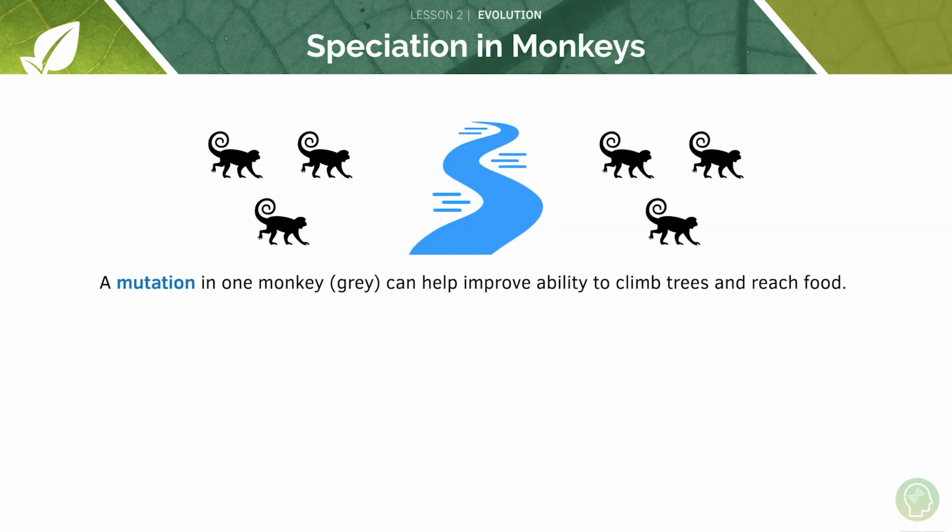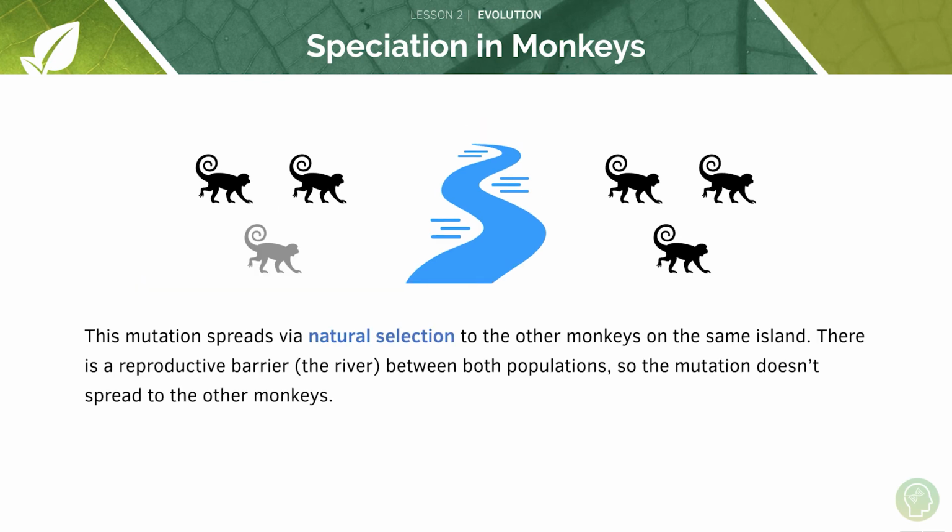So as we'll see on the next slide, a mutation in one monkey, so for example, a grey monkey, can help improve ability to climb trees and reach food. Now, this mutation spreads via natural selection to the other monkeys on the same island, so on the same side. There is a reproductive barrier, however, because these monkeys cannot easily access this population. Now, they're the same species, but they've just been split by this geographical landmark.